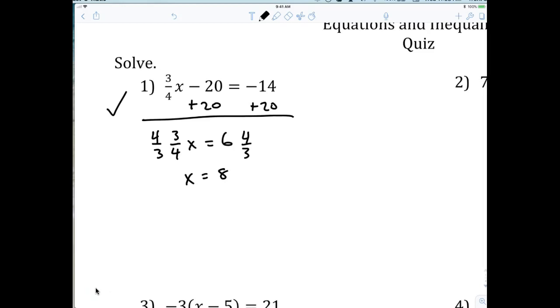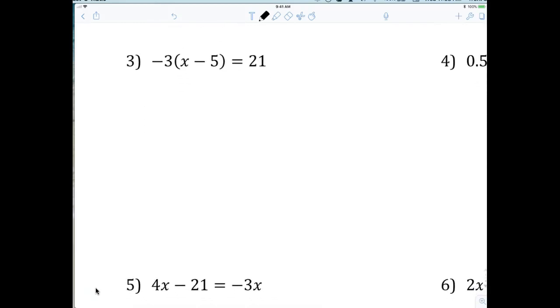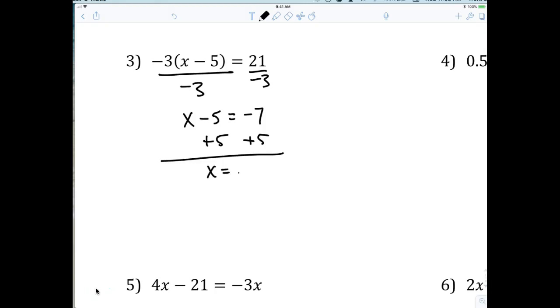Boys in the back, stay with me. All right, now I'm on question number 3. Now, on question number 3, I try to encourage kids, if you can divide first. And here we could have done what? Divide by -3, divide by -3. So x minus 5 equals -7. Does everybody agree with that? And then I can do what? Add 5. And so x is equal to -2. I did it a whole different way. Yep. That's again, you could have distributed.